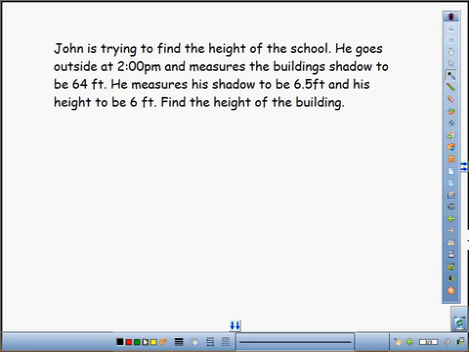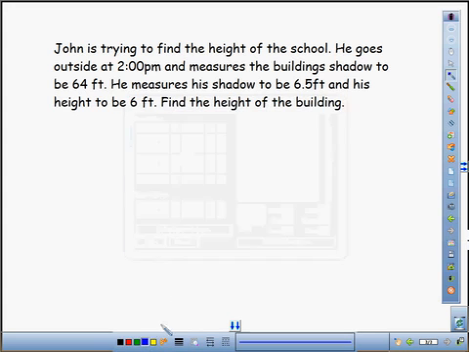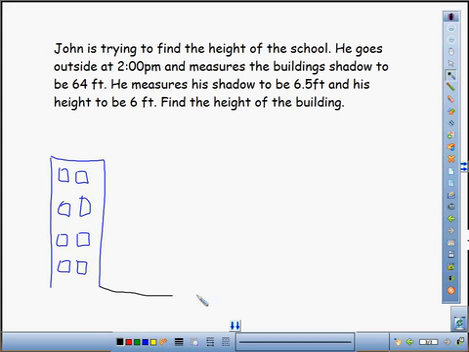Now, for these types of situations, you guys know that I love to use pictures because I've got to see things. So I'm going to have to draw a picture. So I have a building. This is Miss Parker's attempt at a building. So we've got some windows in our building. And he goes outside and discovers that the shadow for this building, so it's casting a shadow.